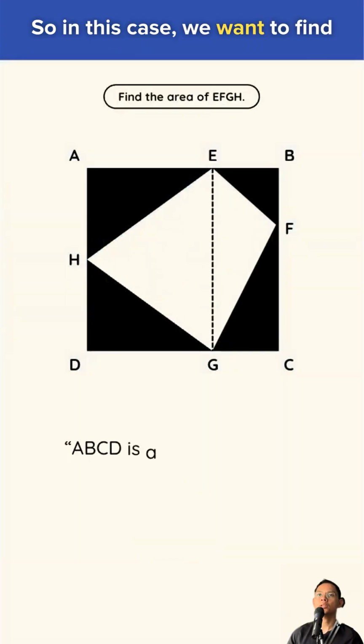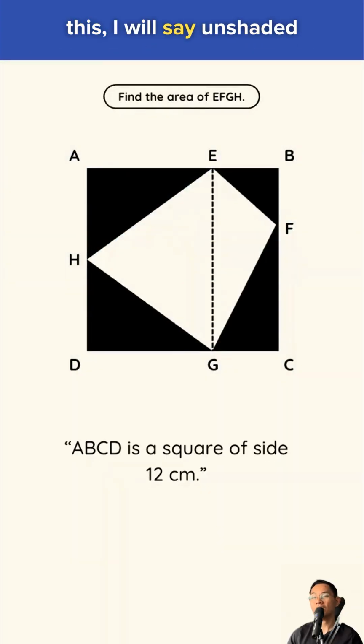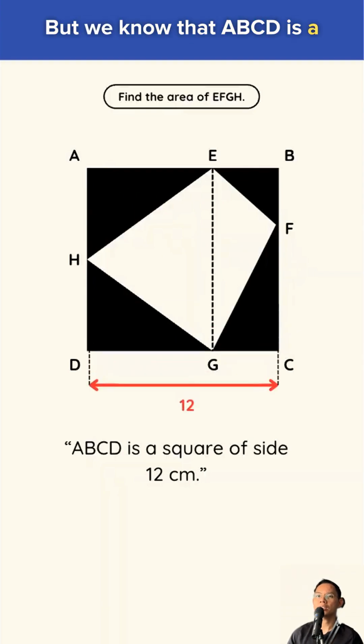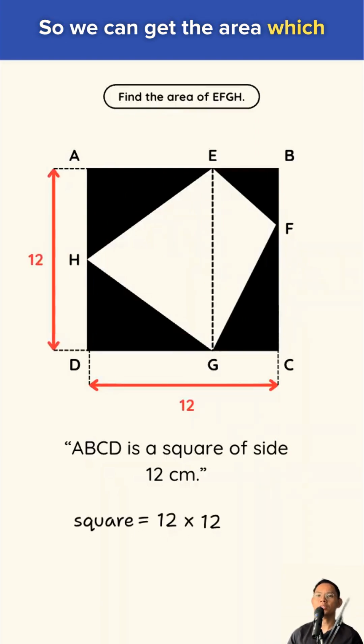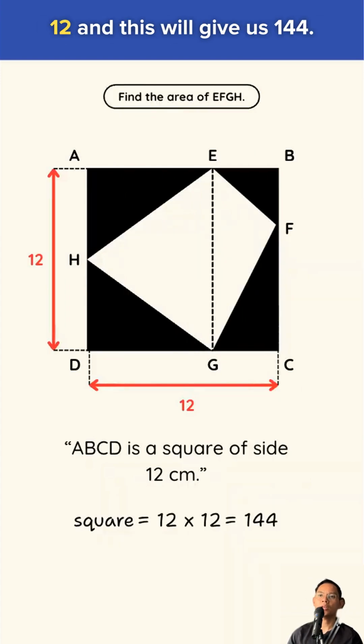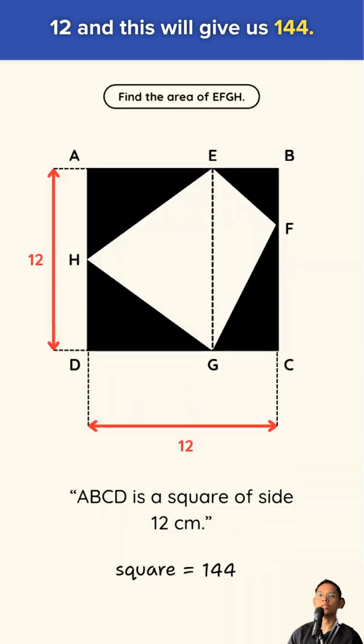So in this case, we want to find this, I would say, unshaded triangle, but we know that ABCD is a square of 12 centimeters sides. So we can get the area, which is pretty straightforward, 12 times 12, and this will give us 144.